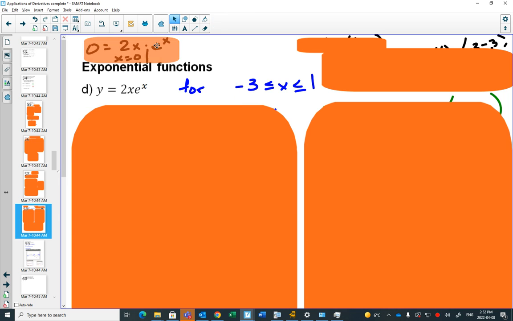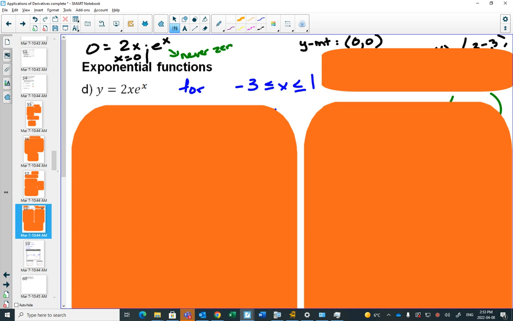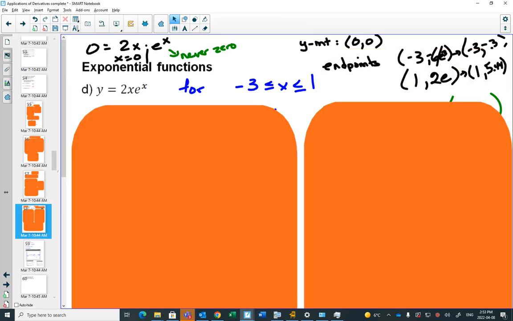Preliminary stuff. 0, 0 is the y-intercept and also the x-intercept. And it's the only x-intercept because the only place that 2x e to the x is equal to 0 is if x is 0. E to the x is never 0. Put that in there. And here we'd also need endpoints, so I plug in negative 3 and get negative 0.3. I plug in 1 and get 2e, or 5.44.